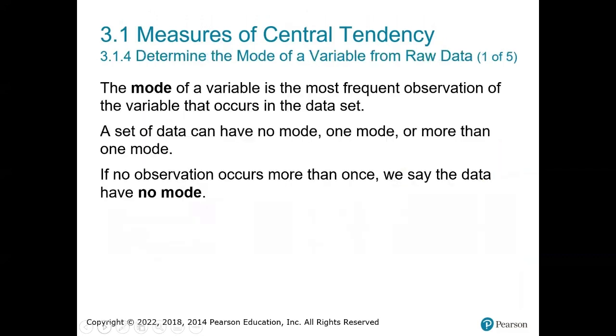The last thing we're going to talk about is what is called a mode. The mode of the variable is the most frequent observation of the variable that occurs. A set of data can have no mode, one mode, or more than one mode. If no observation occurs more than once, we say the data has no mode.